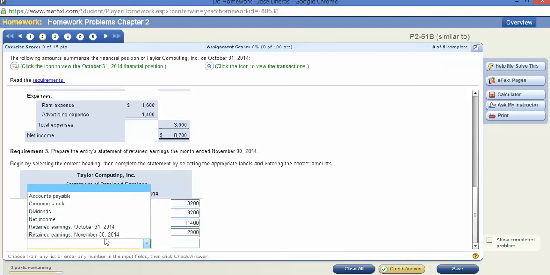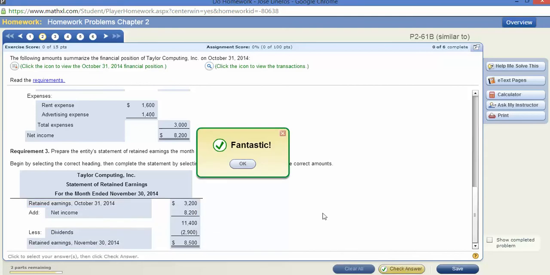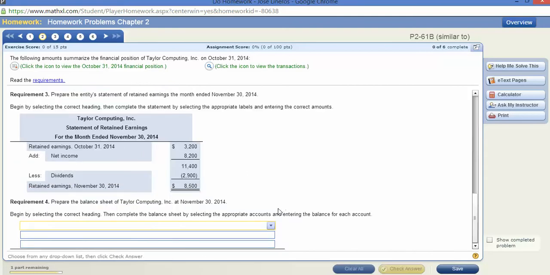And that gives us the end of the period's retained earnings. The end of the period's retained earnings is the $3,200 plus the $8,200 minus the $2,900 for a total of $8,500. And that's the statement of retained earnings.